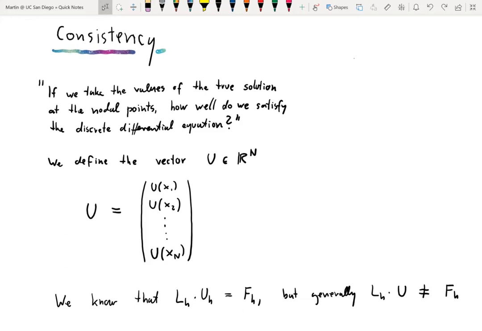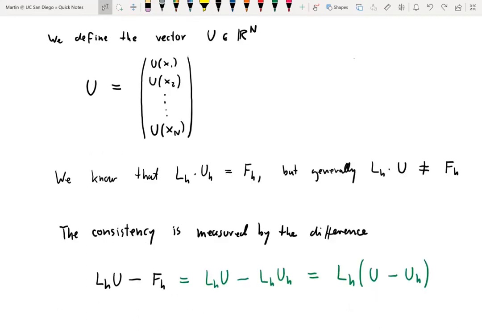However, we can expect that even though LH times U is not the same as FH, LH times U might be reasonably close to FH. The consistency of a numerical method for a boundary value problem measures how close LH times that vector U is to FH. So to be precise, the consistency of the numerical method is measured by the difference LHU minus FH.